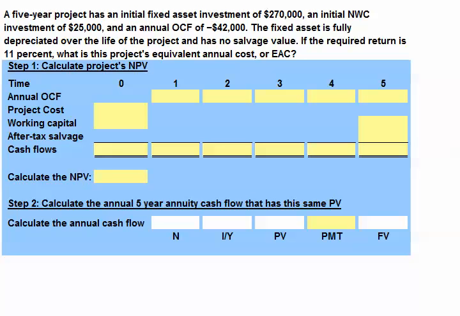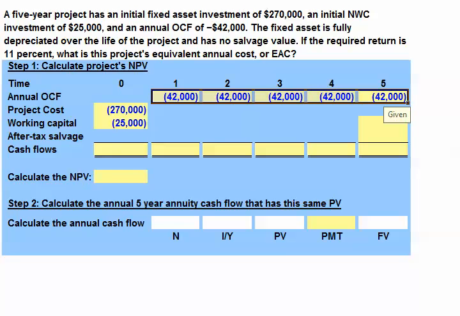A 5-year project has an initial and fixed asset investment cost of $270,000, an initial net working capital investment of $25,000, and an annual operating cash flow of negative $42,000.